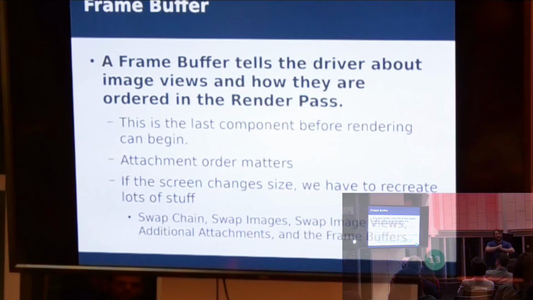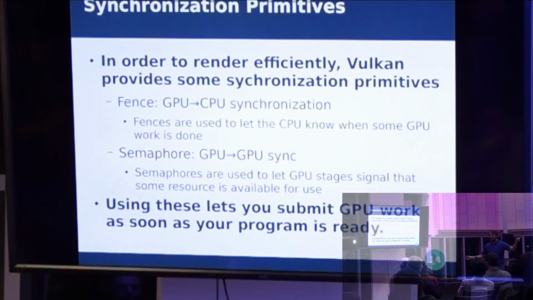Then you create a frame buffer. And a frame buffer is the OS interaction side of integrating with the swap chain. So the frame buffer is that little spot on the window that you get to draw to. And basically, if you resize the window, you have to recreate everything from the swap chain to the frame buffer, and it's a real pain.